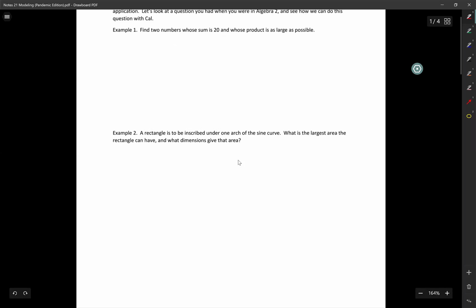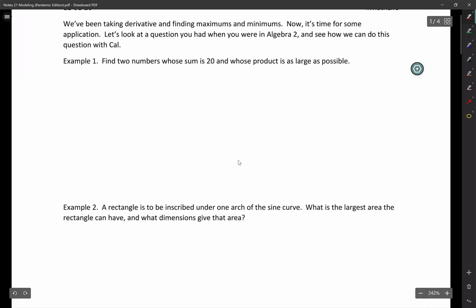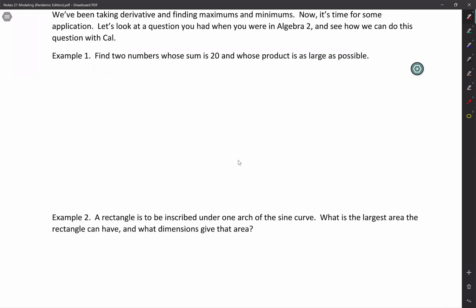When you were in algebra, you probably had a question similar to example 1, where it says, find two numbers whose sum is 20 and whose product is as large as possible. So when you had this question in algebra 1, you probably said something like two numbers, x plus y. Maybe you used a and b, it's all good. X plus y, and you know that those two numbers have to add up to 20.